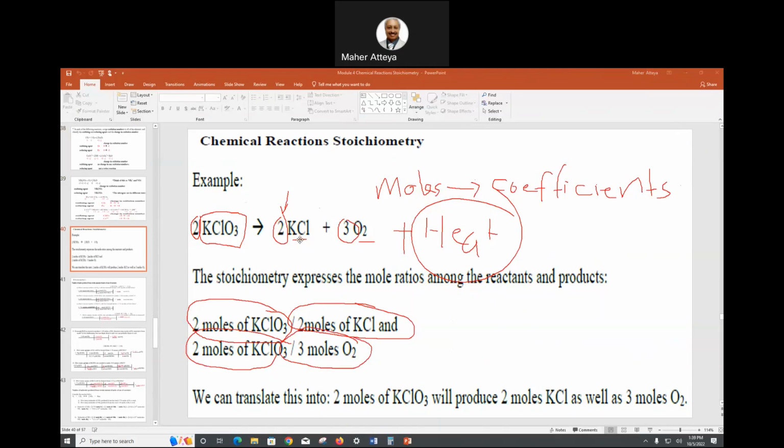How about potassium chloride to oxygen? Well, you have 2 moles of potassium chloride, correct, guys? Just bear with me. To 3 moles of what? Of oxygen, correct? So this is the relationship between the moles in the reactants and the product sides of the chemical equation. So let's see some examples here. Let's do some examples.